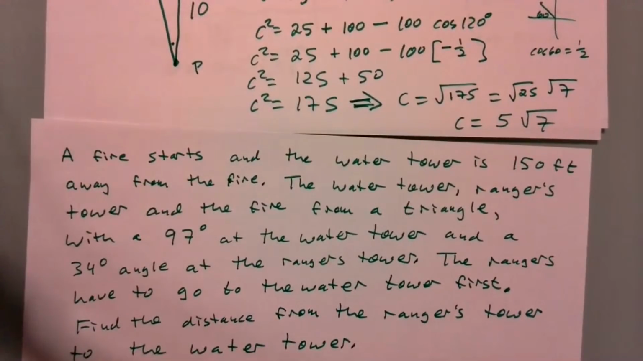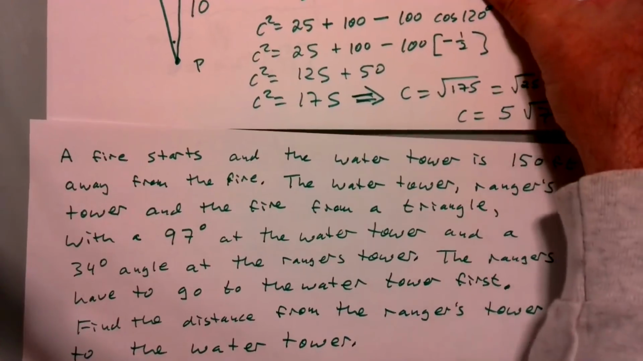A fire starts, and the water tower is 150 feet away from that fire. The water tower, ranger's tower, and the fire form a triangle with a 97-degree angle at the water tower and a 34-degree angle at the ranger's tower. The rangers have to go to the water tower first, and then they have to go to the fire. So what does this question say? Find the distance from the ranger's tower to the water tower.